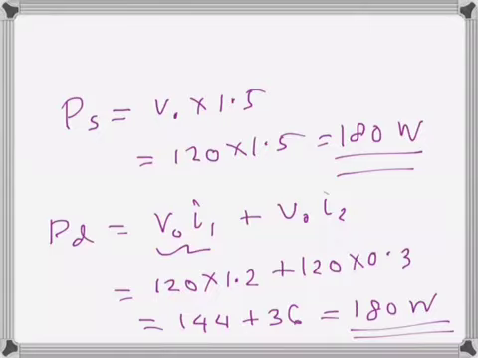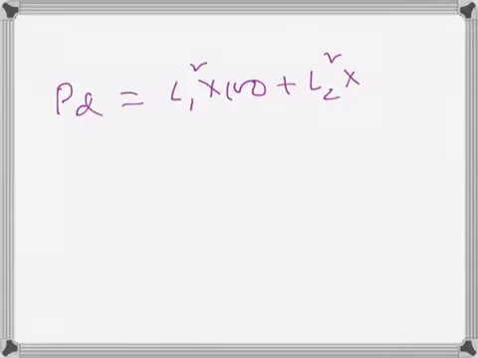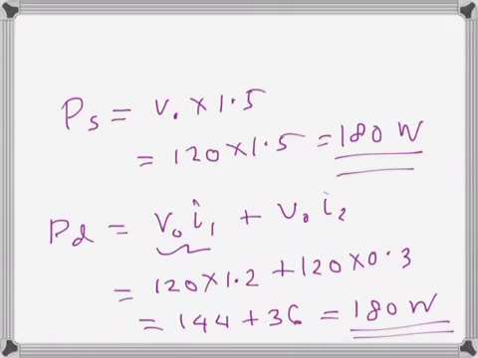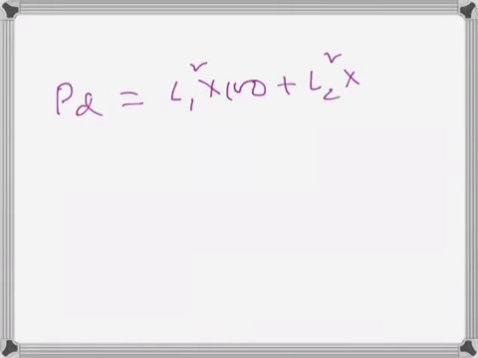Now I will calculate them as well using I squared R. So the power dissipated would be I1 squared times 100 and I2 squared times, we can actually sum up the resistances. We don't have to calculate separately because the current is the same in 150 and 250, and these are two in series, so I can add the series resistances together and then multiply by I2 squared because it's the same current. So if I do that, what I get here is 400.